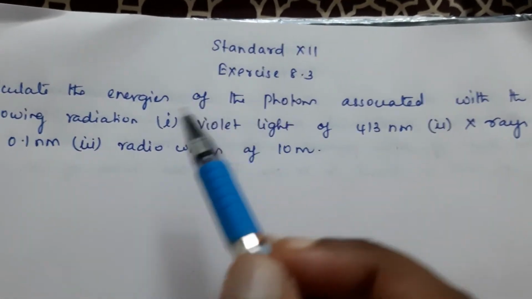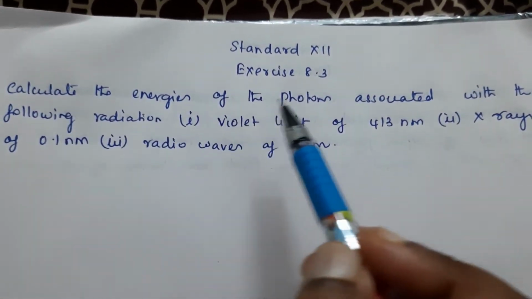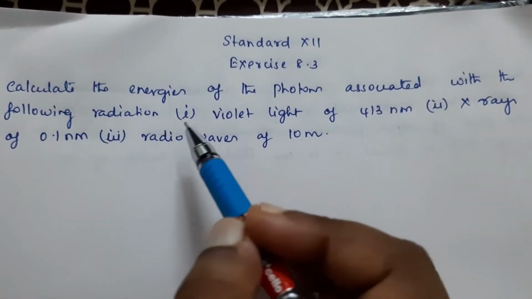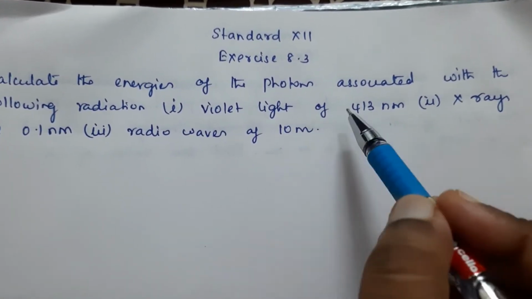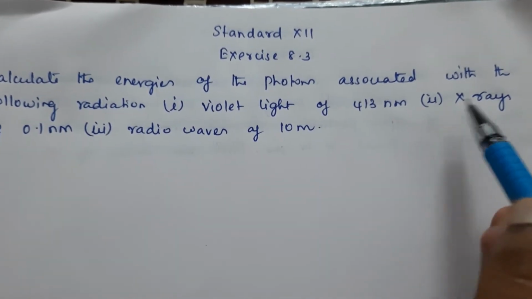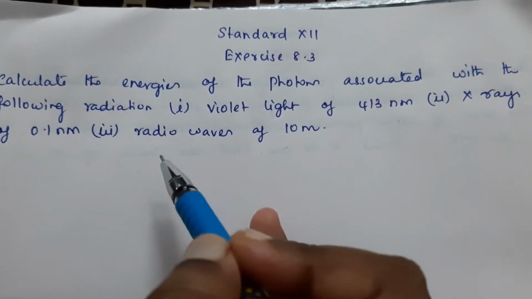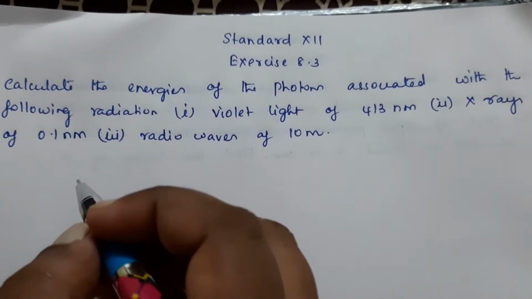Standard 12 exercise 8.3. Calculate the energies of the photons associated with the following radiation. 1. Violet ray of 413 nanometer. 2. X-rays of 0.1 nanometer. 3. Radio waves of 10 meter.